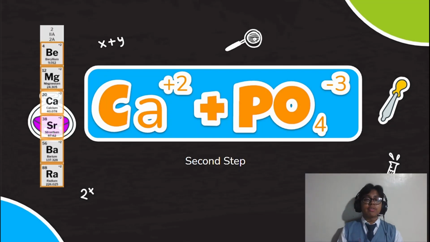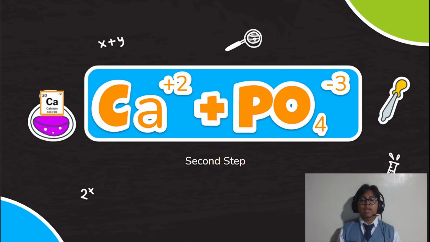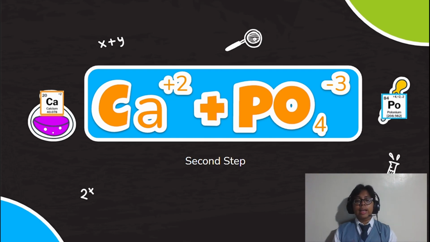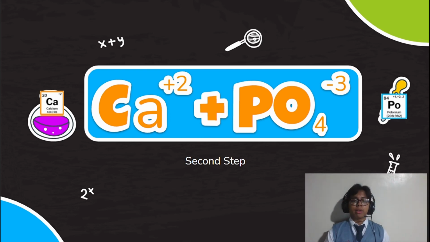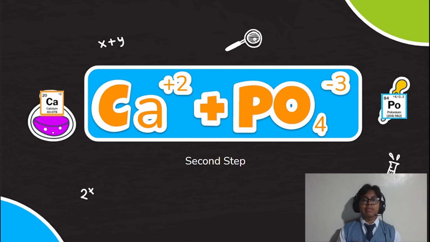Calcium belongs to the family 2A. It has a charge of positive 2. However, in order to determine the charge of phosphate ion, we should look at the periodic table. Looking at the periodic table, we can see that PO4 has a charge of negative 3.